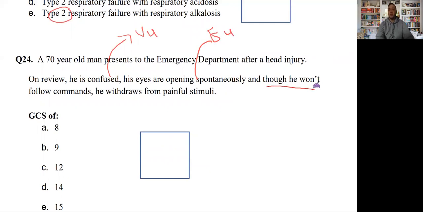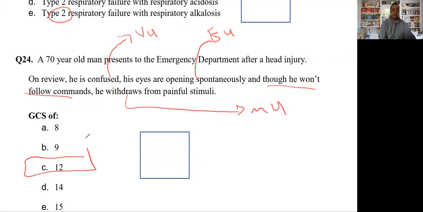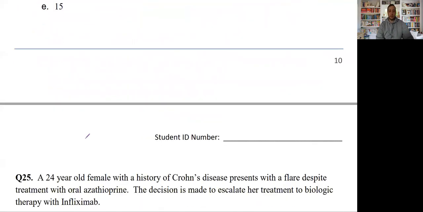And he won't follow commands. He withdraws from painful stimuli. Withdrawal will take a motor score of 4 as well. So it's 4, 4, and 4. This represents 12. So the most likely answer is 12. The correct answer is 12 here.